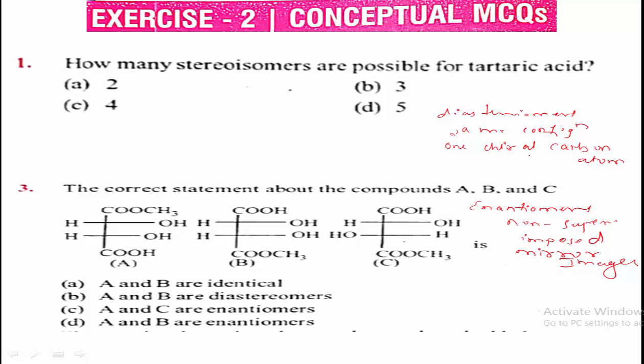So what are identical structures? Identical structures are mirror images. Remember students, write the point related to identical structures. Identical structures are mirror images, and superimposed.